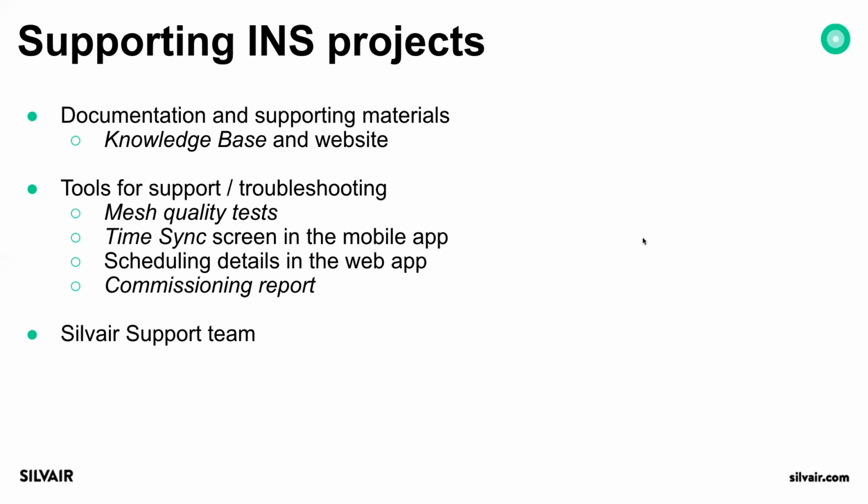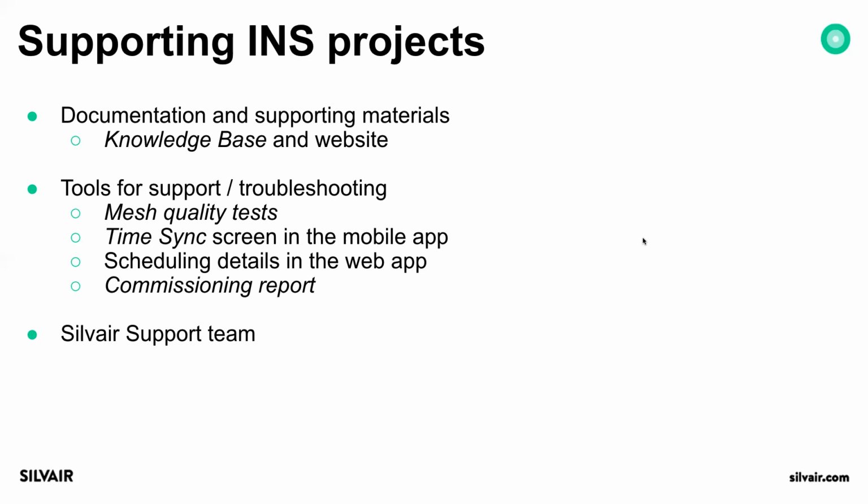There is this time sync screen in the mobile app, where you can check what's the current time in the network, when it has been synchronized last time, and how it relates to the project local time. Please also be aware of using the scheduling, the details about the scheduling available in the web app.